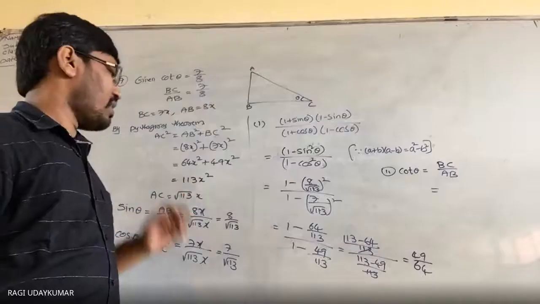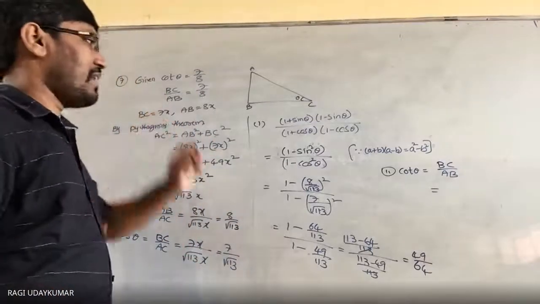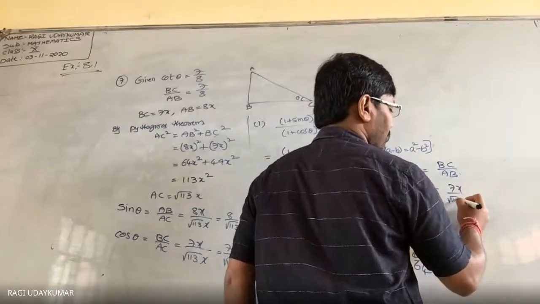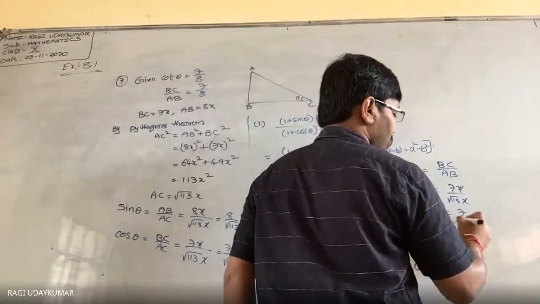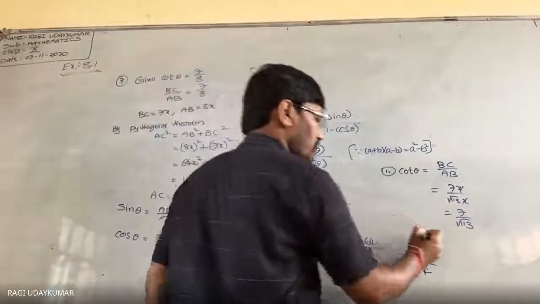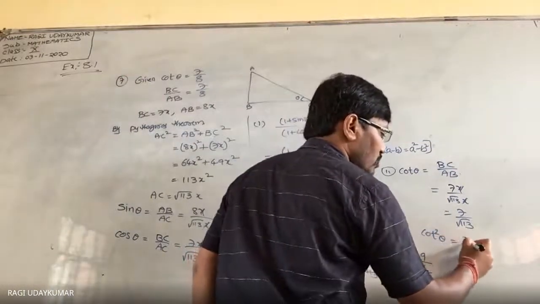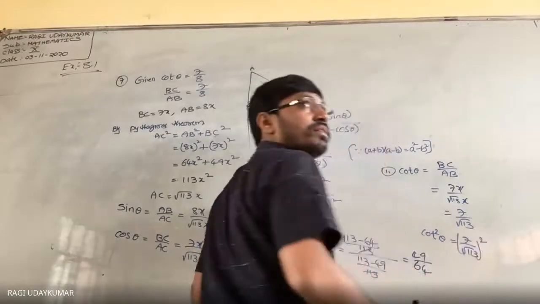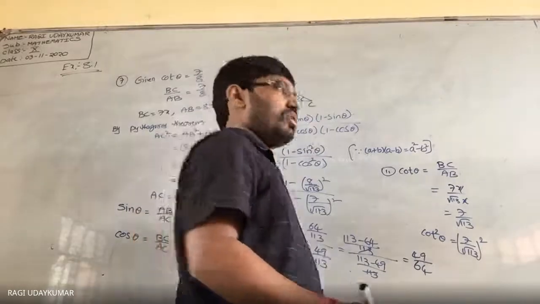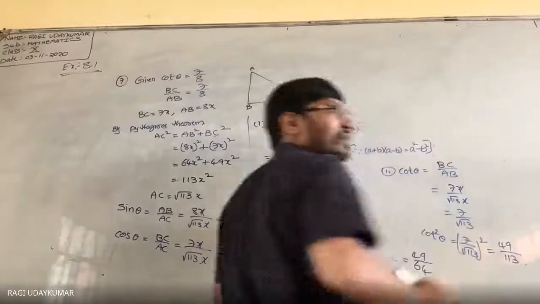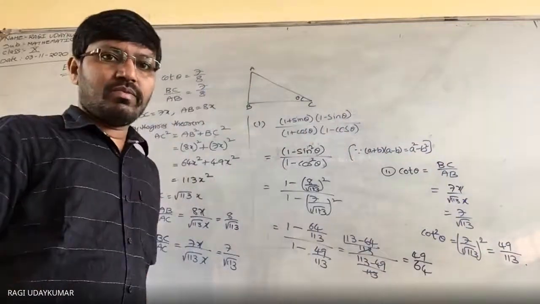What is BC? Root 131. Here, sorry, BC is 7x. Now BC is 7x by under root of 113. And the question is asking you cot square theta. Cot square theta is equal to 7 by under root of 113, which is equal to 49 by 113.